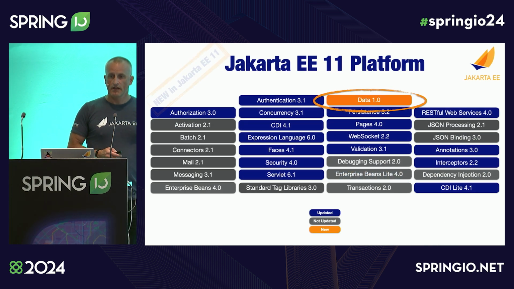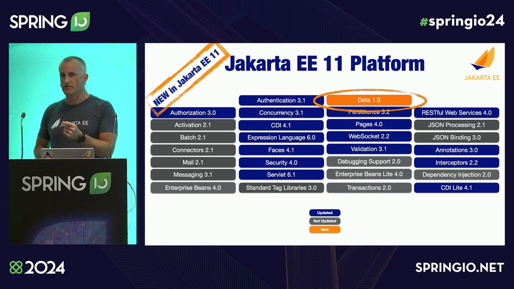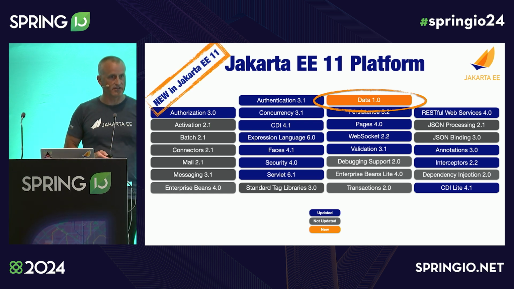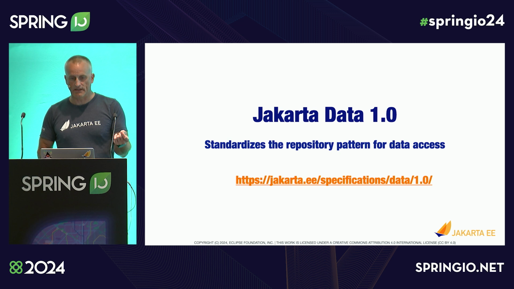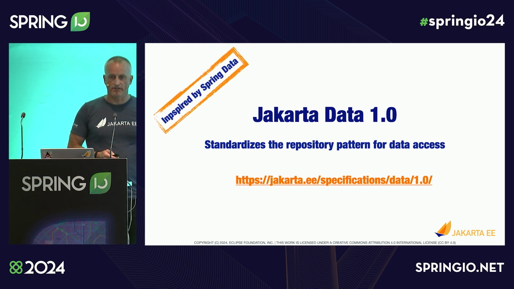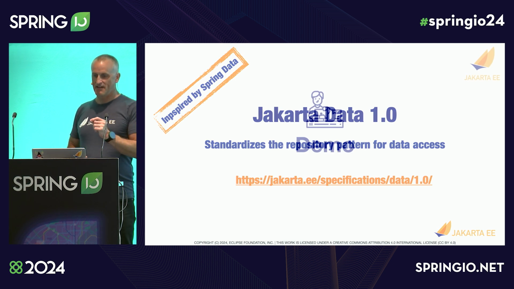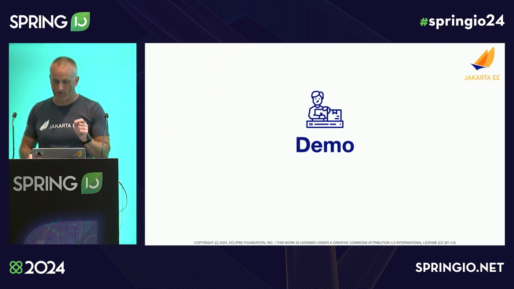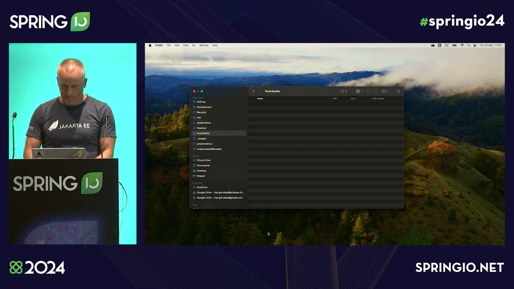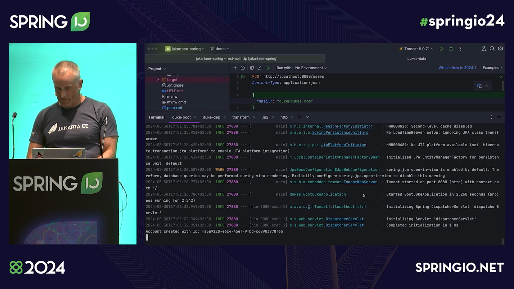And Jakarta EE 11 has one new specification, which is Jakarta Data. And that is to standardize the repository pattern for data access. And this may sound a little familiar. If I want to do a demo here, I think we have time. Yeah, we should have time.